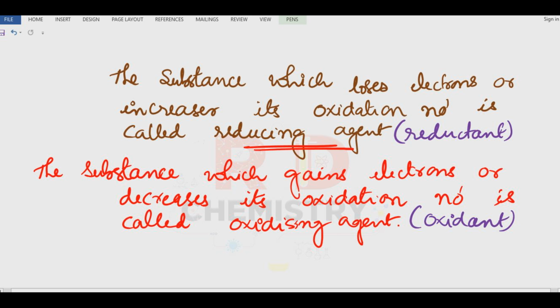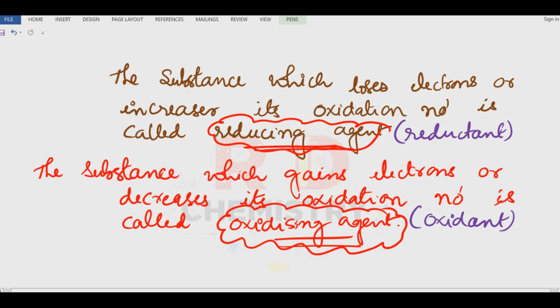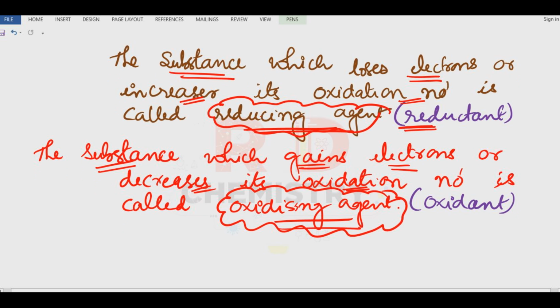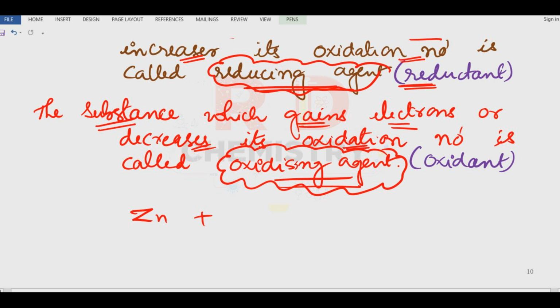What do you mean by reducing agent and oxidizing agent? See carefully. A reducing agent is one which reduces other substances but itself undergoes oxidation. What do you mean by oxidizing agent? An oxidizing agent is one which oxidizes other substances but itself undergoes reduction. Or, a substance which loses electrons or increases the oxidation number is a reducing agent or reductant, and a substance which gains electrons or decreases the oxidation number is called the oxidizing agent, right? Let me take one example here. If I take zinc reacting with copper sulfate, CuSO4, it becomes zinc sulfate, ZnSO4, plus copper.